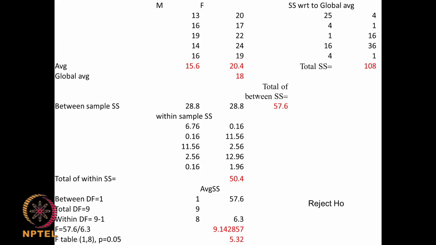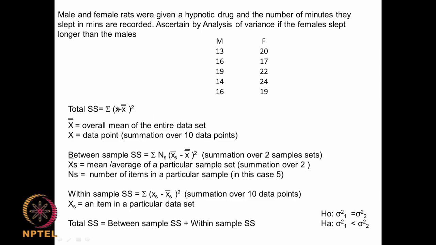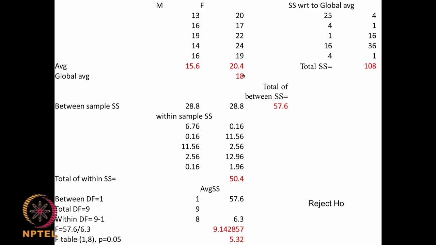Okay, how do I calculate total sum of squares? What is total sum of squares? For each one of them I subtract from the global mean, square it up. So, what do I do here? This is the global mean. So, 13 minus 18 square. Okay, 13 minus 18 is 5, 5 into 5, 25, you understand.